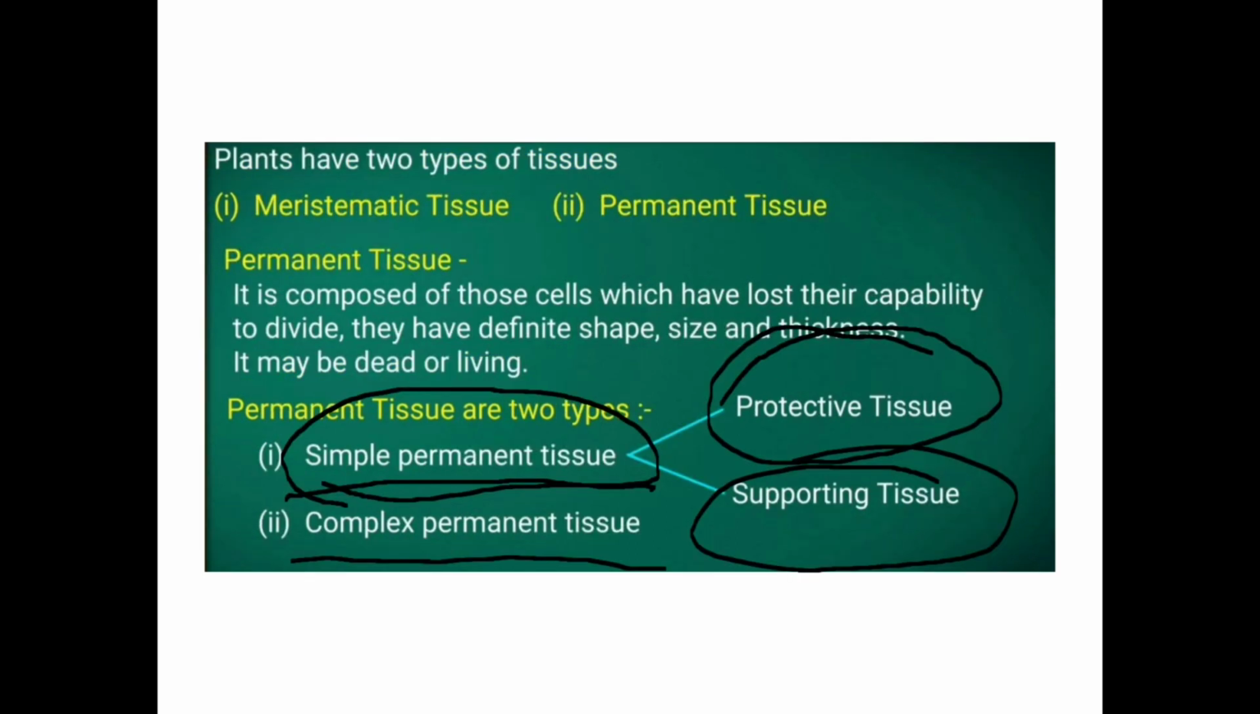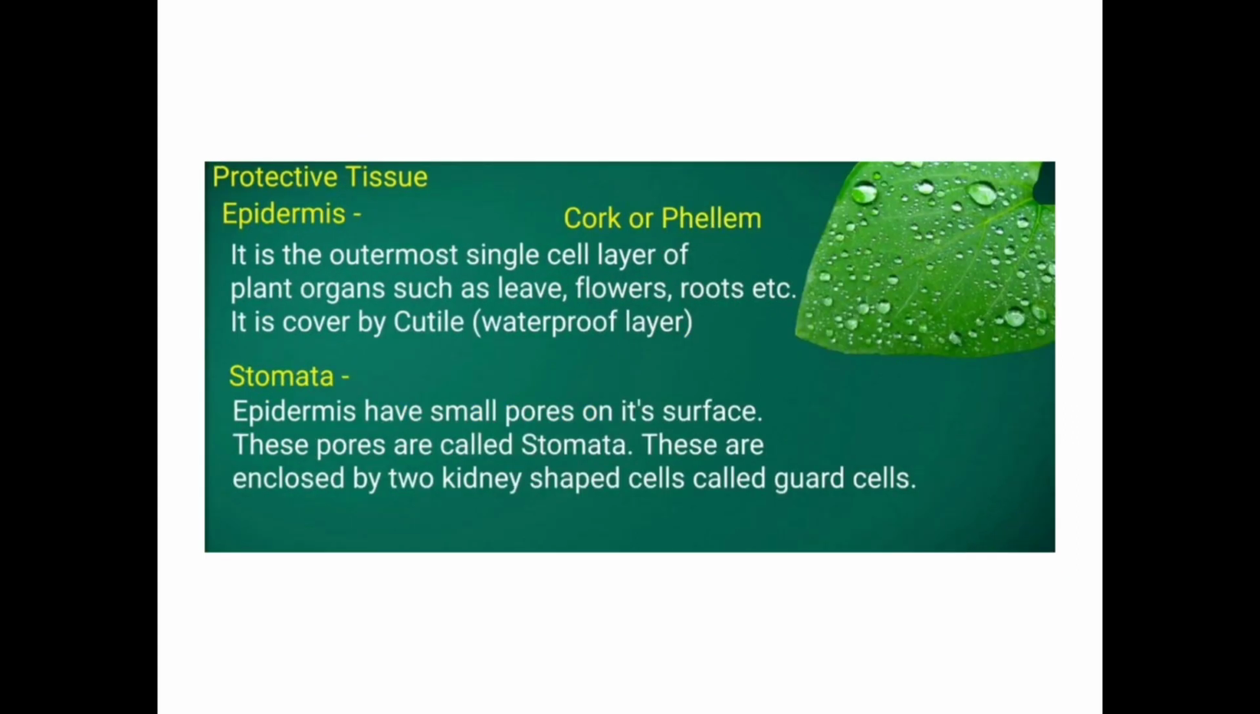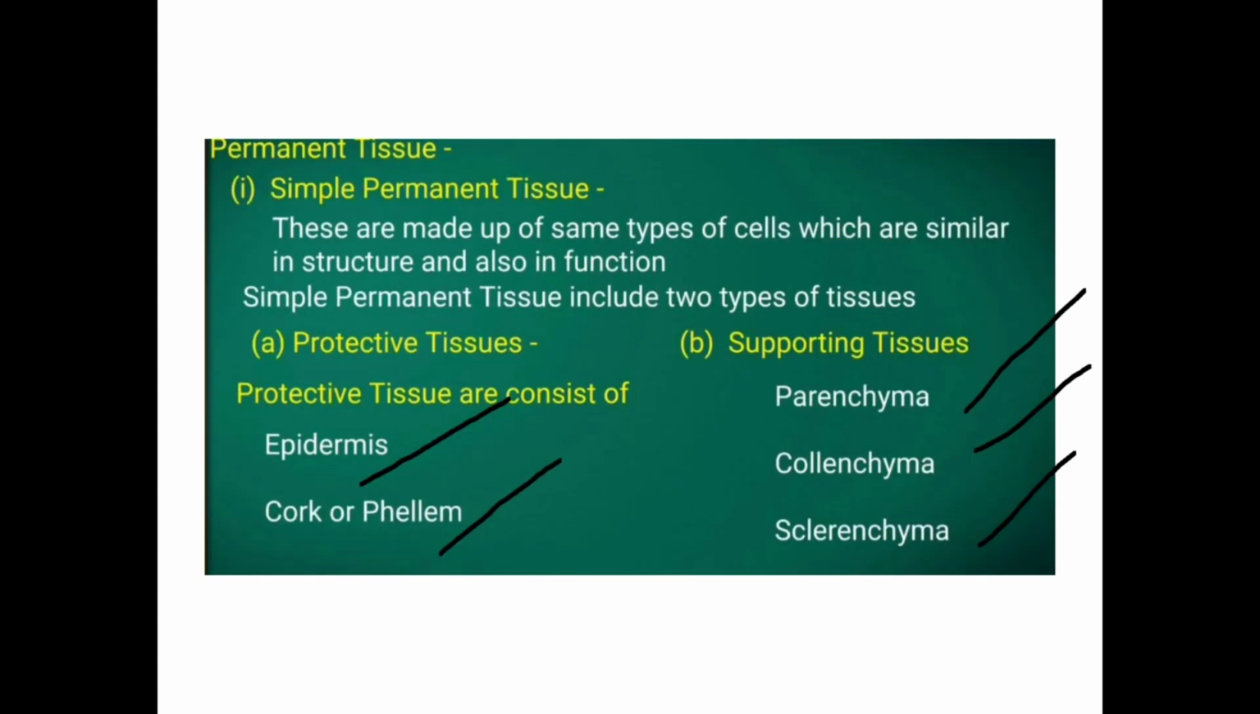So simple permanent tissue means simple. What is the meaning of simple? It means this group of cells is the same in structure. They are the same types of cells, the same in structure and also in function. So examples are given: protective tissues consist of epidermis, cork, phloem. Then supporting tissues are parenchyma, collenchyma or sclerenchyma. So these are the different types of simple permanent tissues. Now we are going to study in detail about epidermis, cork, phloem, parenchyma, collenchyma, sclerenchyma.